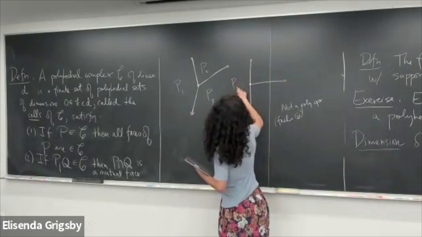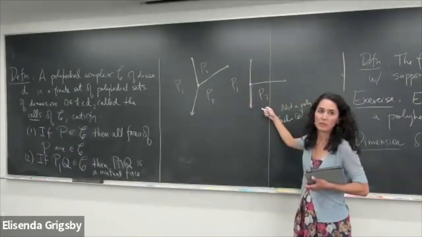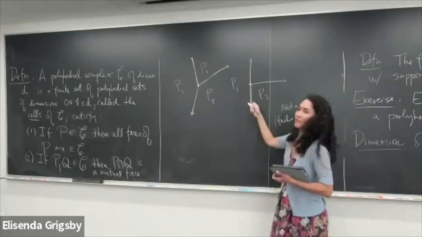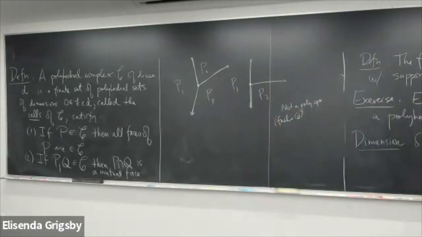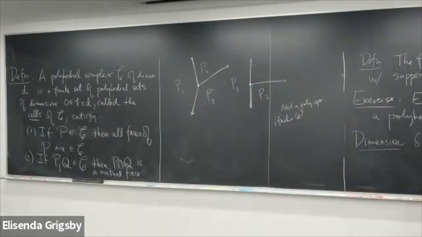So this cell here intersects this cell in a phase of P2, but this isn't a phase. So that was just a whirlwind definition, but really a polyhedral complex is probably what you think it is. It's just a collection of these polyhedral sets that has a phase structure. So it's appropriate for doing things like constructing chain complexes.